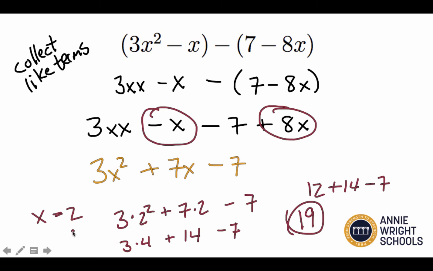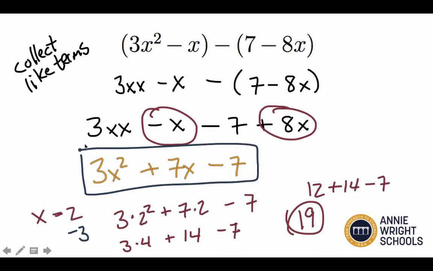If x was equal to, I don't know, -3, we would have gotten a totally different answer here. It would have been 27 minus 21. So it all matters in the order of operations, which is why when we combine like terms, we have to make sure they're the same. Good?